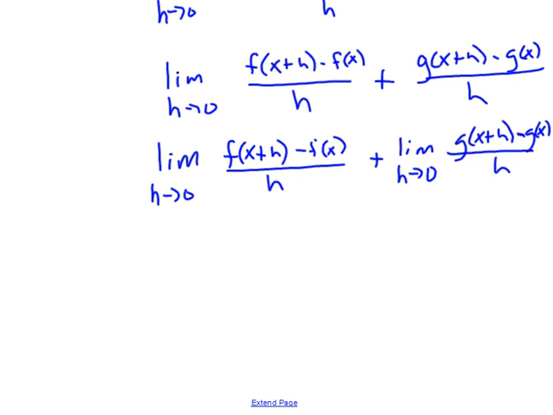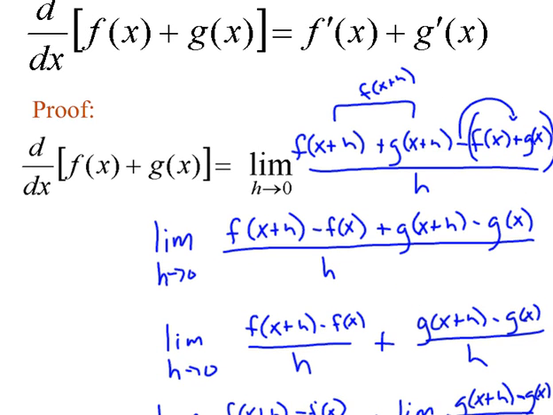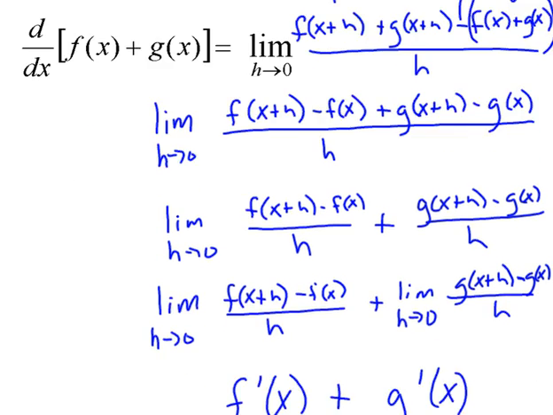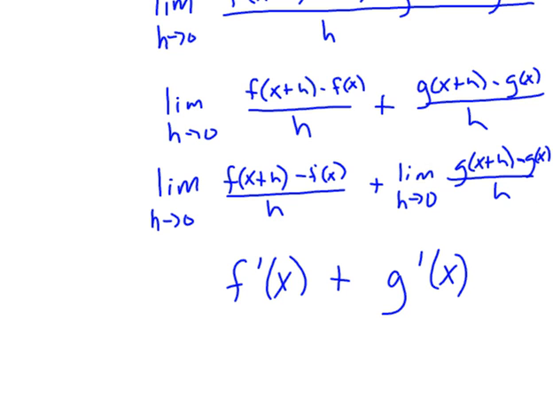So we know that the limit as h approaches 0 of f of x plus h minus f of x over h is really the same thing as the derivative, and similarly, this is the derivative of g. And so we took the idea of the derivative of the sum of two functions and showed that it was the sum of the derivative of those two functions.